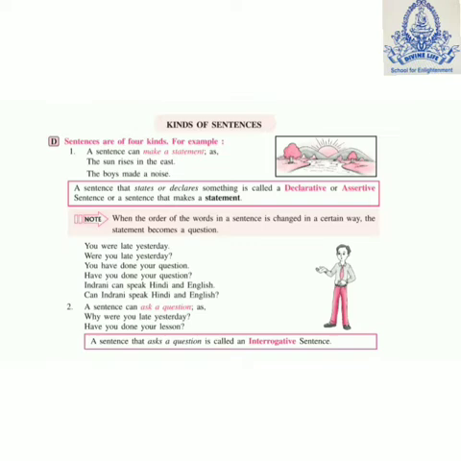Now, the first one we will be studying is the declarative sentence. What is a declarative sentence? A sentence that declares, for example, the sun rises in the east. Here the sentence declared that the sun always rises in the east. The same in the second example, the boys made the noise.